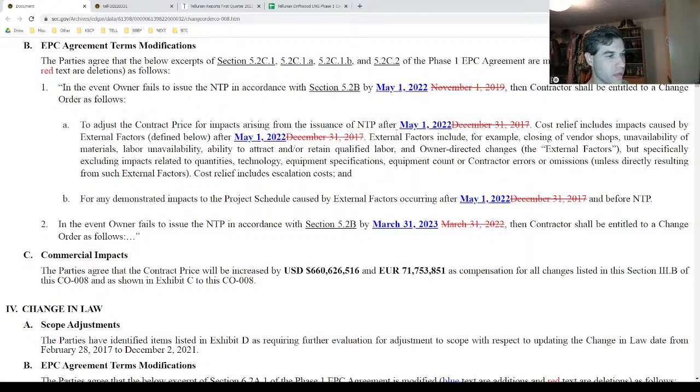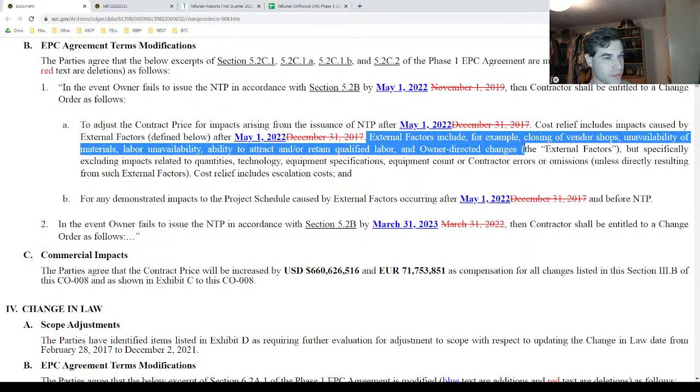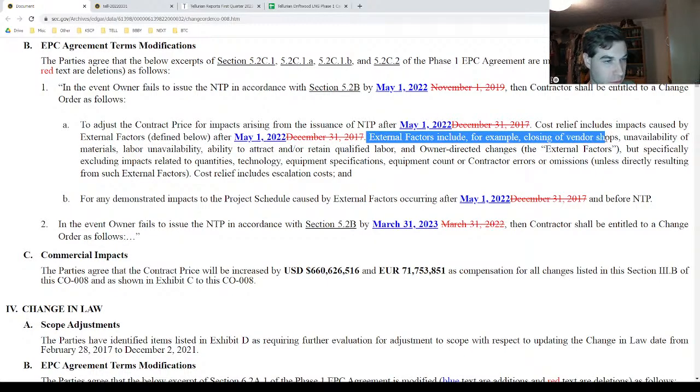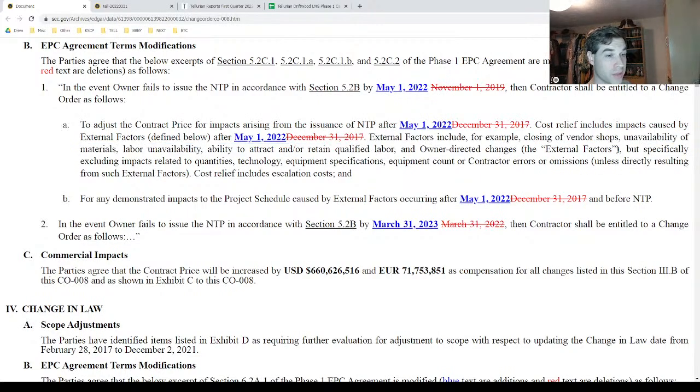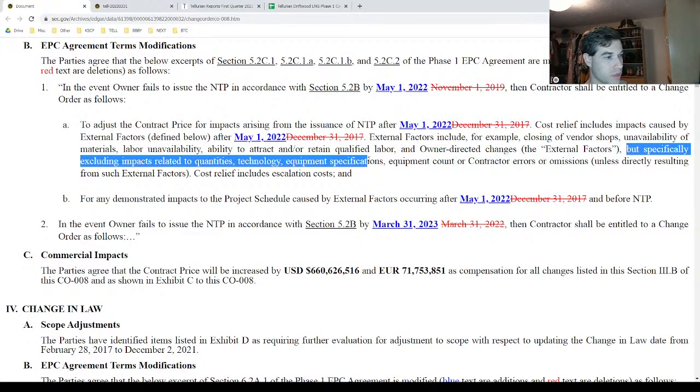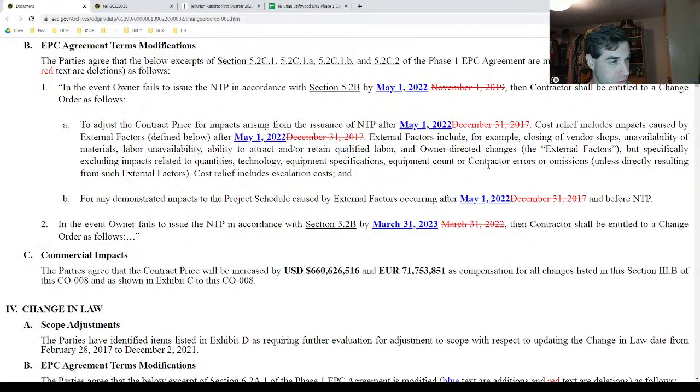And so because they didn't, that does mean that Bechtel is entitled to an additional change order for external factors. And they have examples here. For example, closing of vendor shops, unavailability of materials, labor unavailability, ability to attract and or retain qualified labor, and owner-directed changes. There are some exclusions here, so that's good, right? It excludes impacts related to quantities, technology, equipment specifications, equipment count, or contractor errors or omissions.